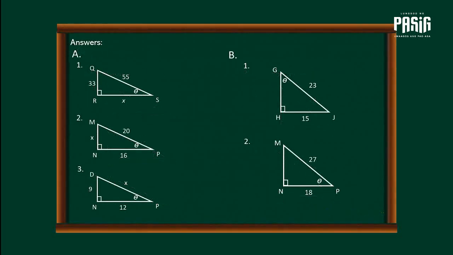Here are the answers. For number 1, the value of x is equal to 44. For number 2, x is equal to 12. For number 3, x equals 15. For part B, number 1, theta is equal to 40 degrees and 42 minutes. For number 2, the value of theta is equal to 48 degrees and 11 minutes.